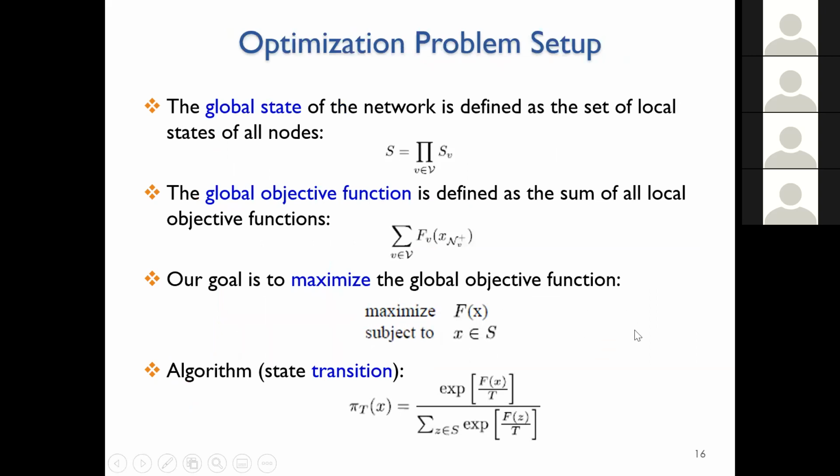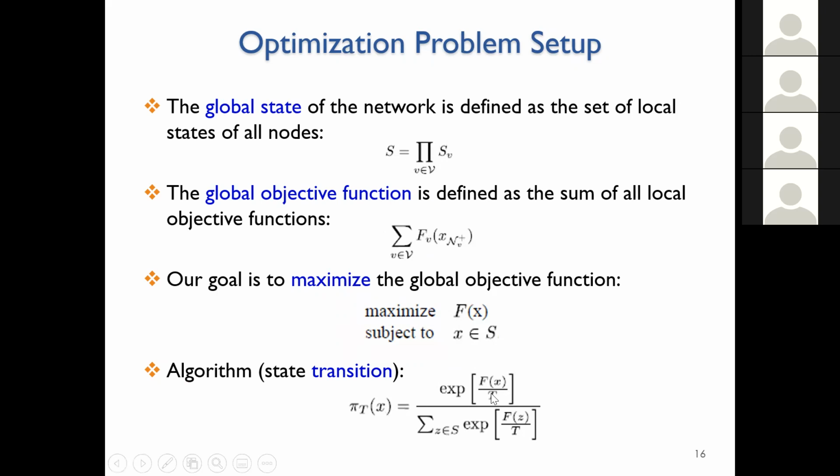So now what you're going to do, the global state of this graph or network is denoted by S. S is the allocation of the state of all the local nodes. As you can see, the global objective function is the sum of all the local objective functions. You are to maximize your global objective function subject to S, the global state. Your algorithm is simply the equation here.